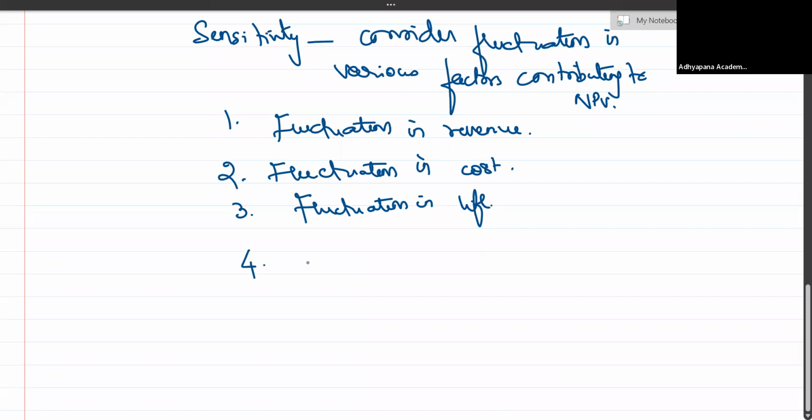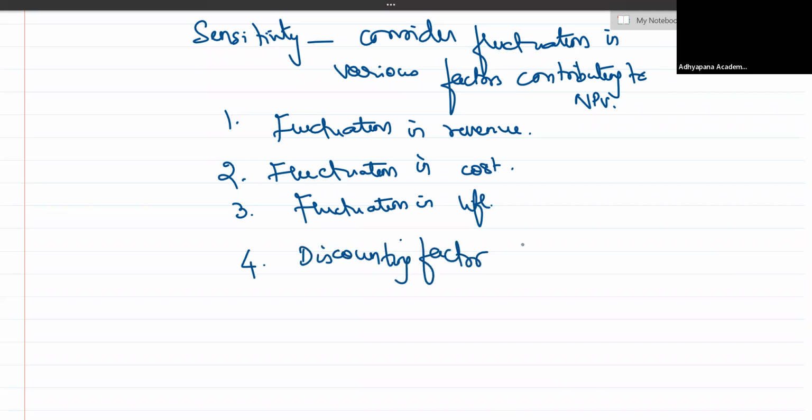Next, if there is a fluctuation in the discounting factor. What is that discounting factor? It is the cost of capital. What is that cost of capital? It is the expectation of investors from the project. If there is a fluctuation in the discounting factor, what will happen?